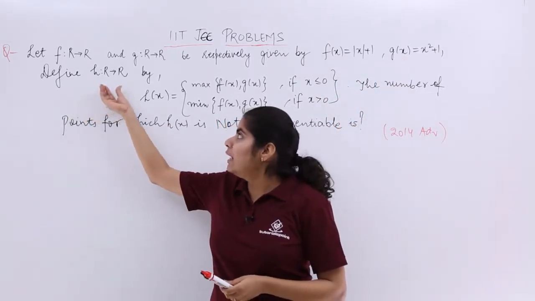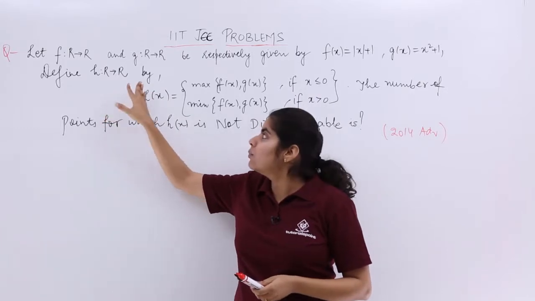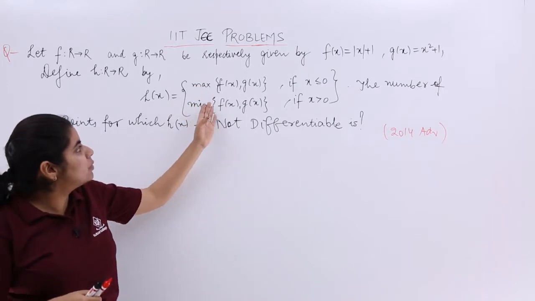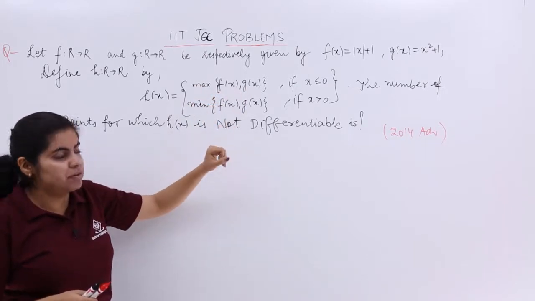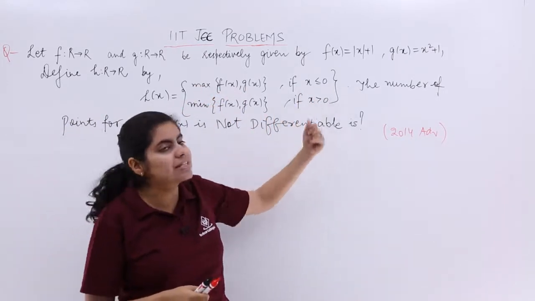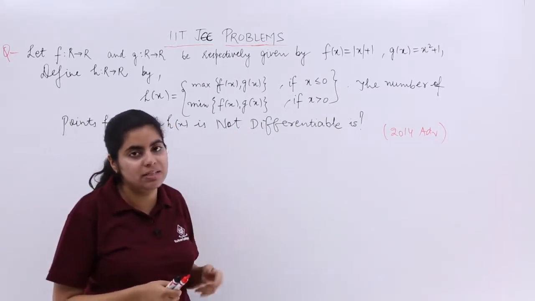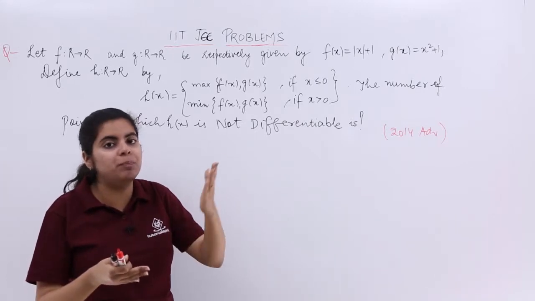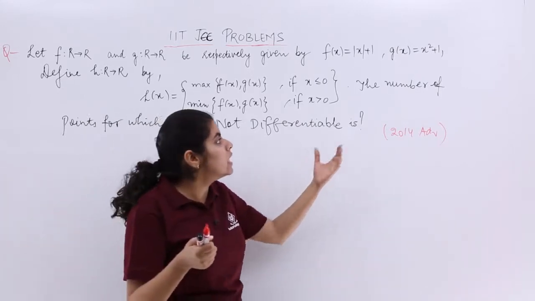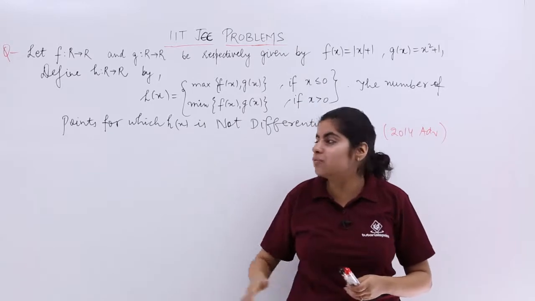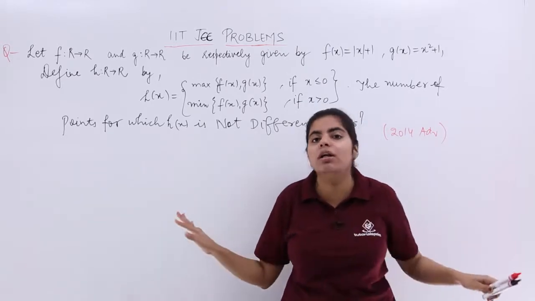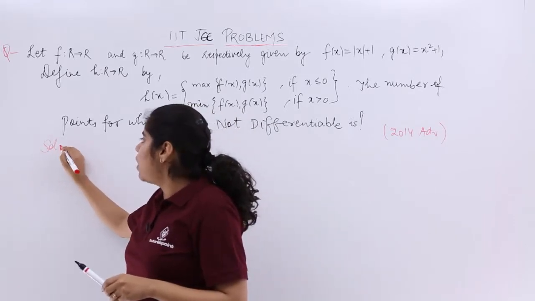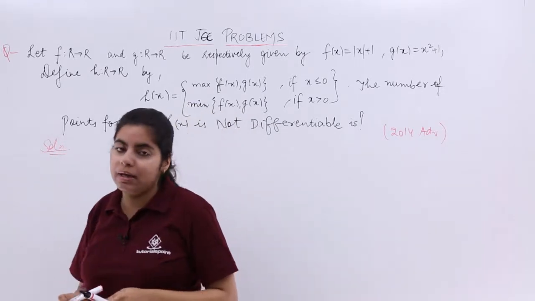Define h, another function, from real to real by the definition h(x) is equal to maximum of f(x), g(x) when x is less than equal to 0, and minimum of f(x), g(x) when x is greater than 0. So after defining a new function h(x) from the previous two functions f(x), g(x), you have to tell the number of points for which the given function h(x) is not differentiable. So I write solution, and let's see how we can do it in an easy and quick manner.